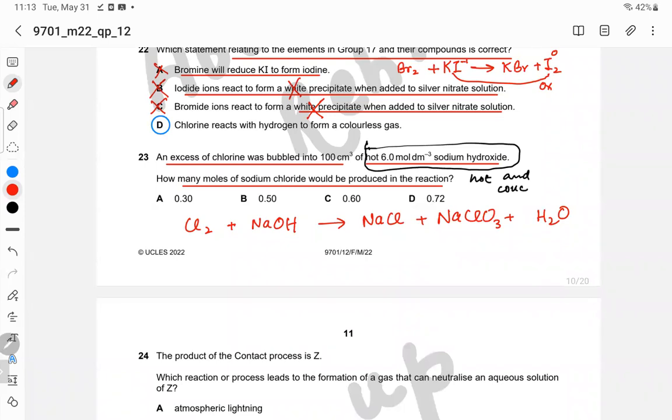Yes, Shazre, we can find the moles by that formula, but we can only find the moles of sodium hydroxide, and they are asking about sodium chloride.